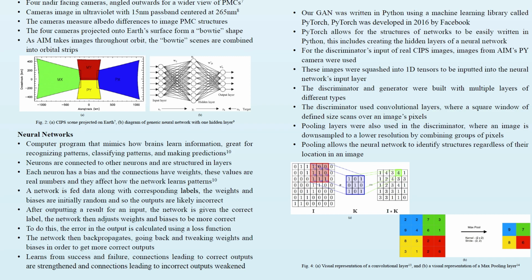And then it does this thing called backpropagation, where it goes back through the connections that were used to get to a given output, and it will tweak the weights and biases to get more correct outputs. A big benefit of neural networks is they learn from both success and failure. If you get a correct output, then the connections that led to that correct output are strengthened. If you get an incorrect output, the connections that led to that output are weakened. And so these are especially good for recognizing patterns and making predictions, and that's what we are doing in this project.